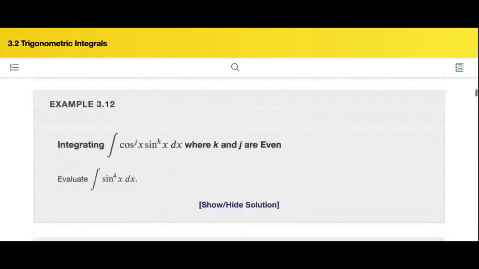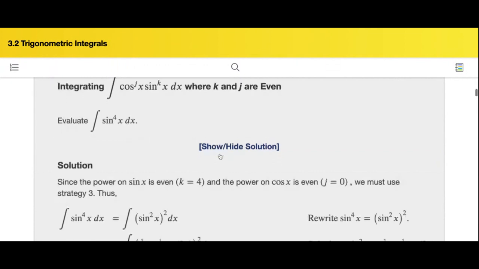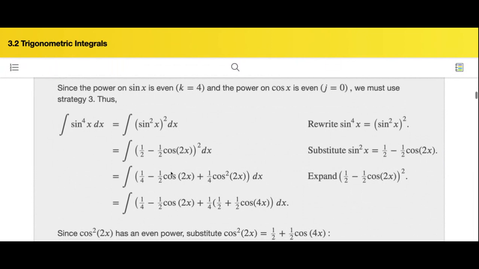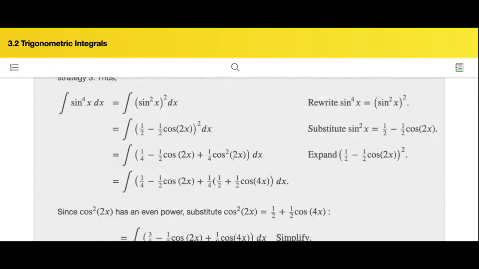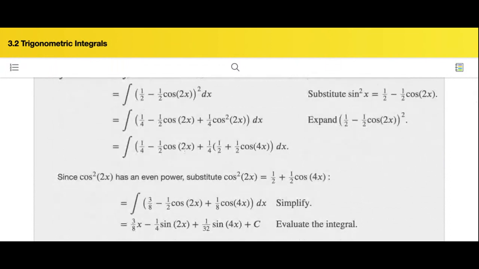All right, so you guys try this one. Well, this one we don't have a cosine, right? So what do we do? We have to use sine squared x equals 1/2 minus half cos 2x. So we write sine raised to 4 as sine squared, squared. Sine squared is half minus half cos 2x, squared. Then this is a perfect square. We just expand. So we get this.